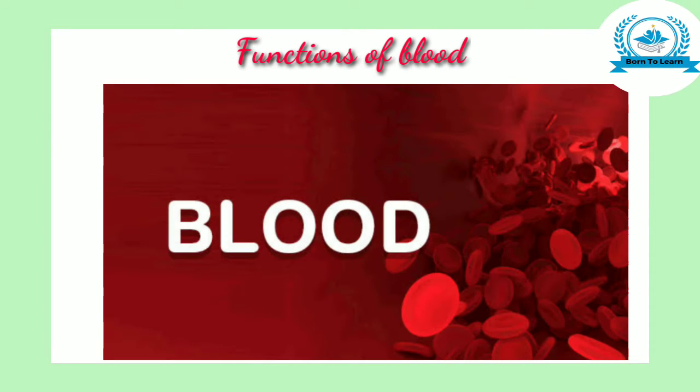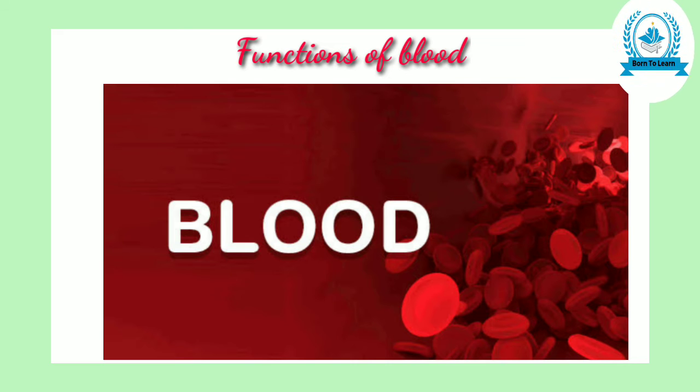Functions of blood. Blood has three main functions in the body. These are transport of substances like respiratory gases, oxygen and carbon dioxide, digested food or nutrients, waste products, hormones, enzymes and ions from one part of the body to other. Protection against disease and regulation of body temperature. We can now say that the important functions of blood in our body are as follows.